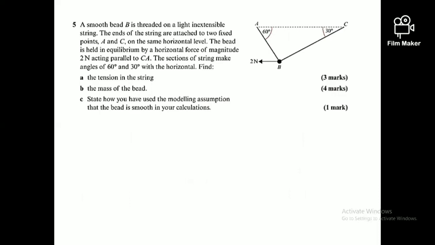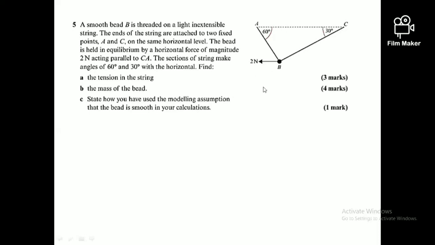The smooth bead B is threaded on a light inextensible string. The ends of the string are attached to two fixed points A and C, over here and here, on the same horizontal level. The bead is held in equilibrium by a horizontal force of magnitude 2 Newtons acting on C towards CA, from C to A this side. The sections of the string make angles of 60 and 30 to the horizontal. Find the tension in the string and the mass of the bead, and state how you have used the modeling assumption that the bead is smooth in your calculation.